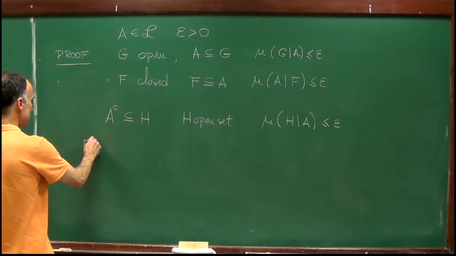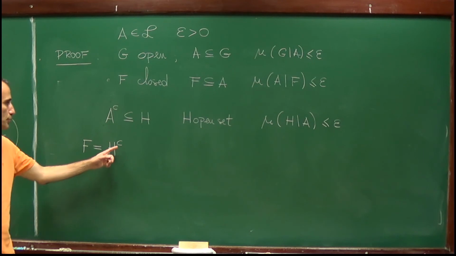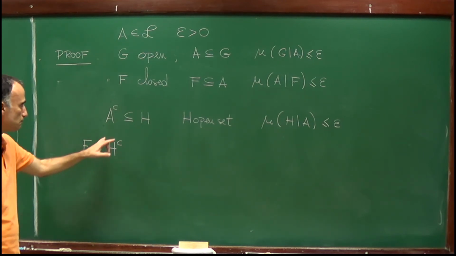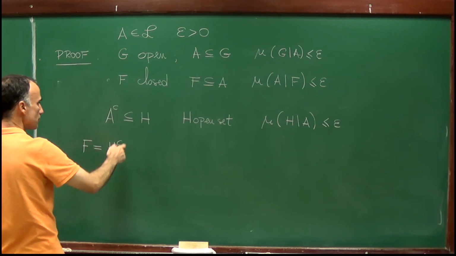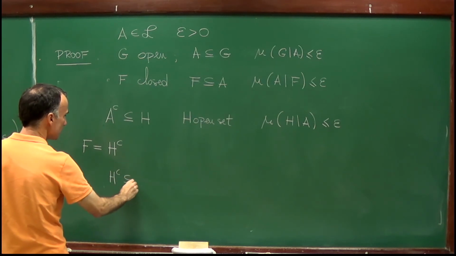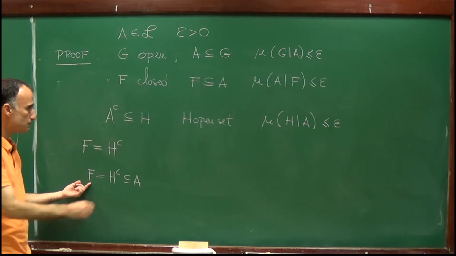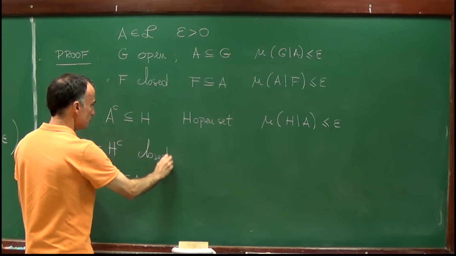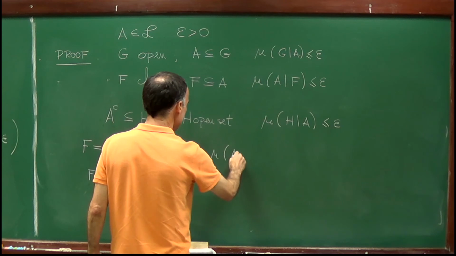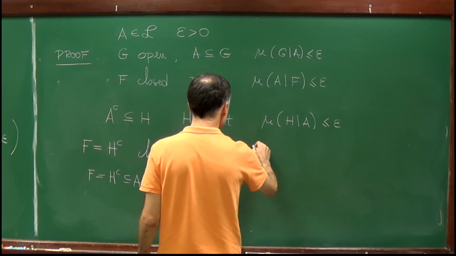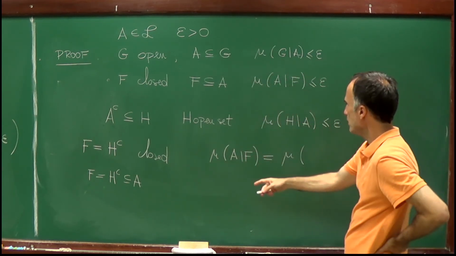Well, now let's take F as H complement. Since H is an open set, H complement is a closed set. Let's take complements in this relation. So this relation tells you that H complement is contained in A, but H complement is F. So F is a closed set which is indeed contained in A, and the measure of A minus F, well, it's clear it's H minus A, but let's show it.